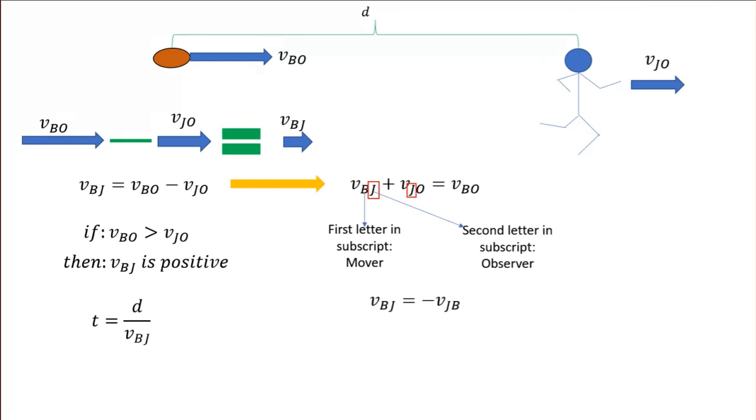To explain how this makes sense, from Joe's perspective, the ball is moving towards him, which is rightward. But from the ball's perspective, Joe is moving towards the ball, which is leftward. That is why you have to change the sign. Now, let's take what we have learned and solve another example.